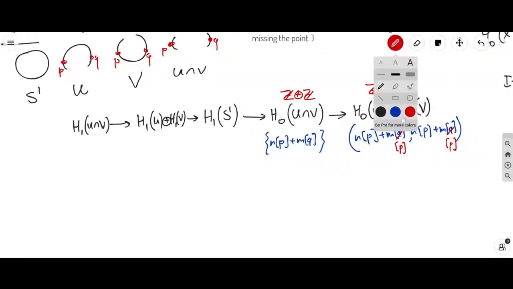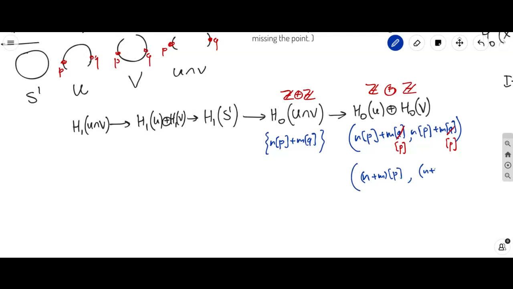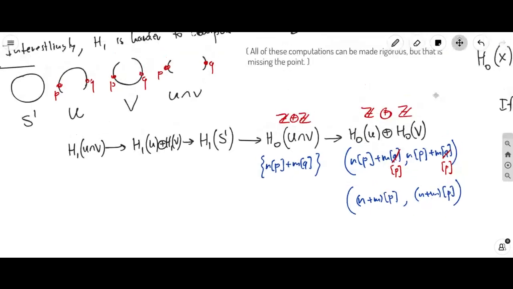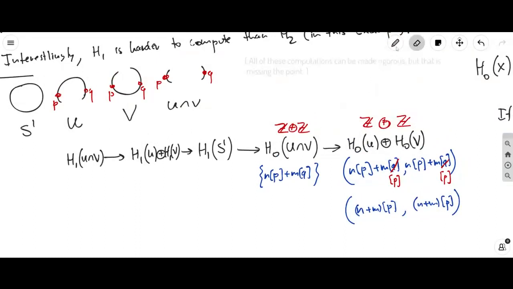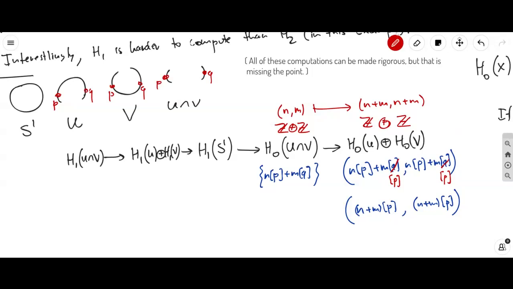But in the end, what we're getting is N plus M times P, N plus M times P. That's what we're getting. You're just adding these two coefficients together. And so the mapping from this group to this group basically does this. In simpler notation, you're taking a pair of integers and mapping it to the sum, and you're just repeating it twice. That's what the map is doing.